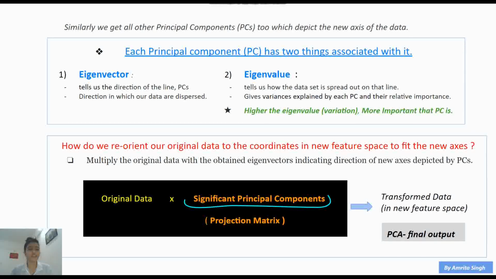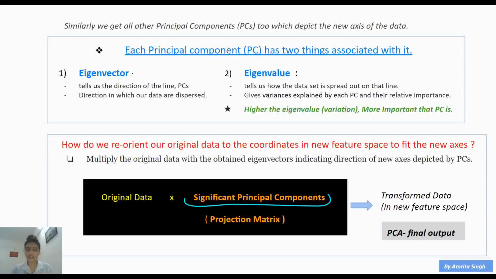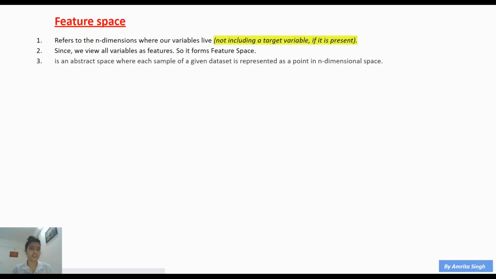Then how do we reorient our original data? How do we project our original data to the new feature space to fit these new axes? For that, as of now, just remember that we multiply the original data with the set of k significant principal components.